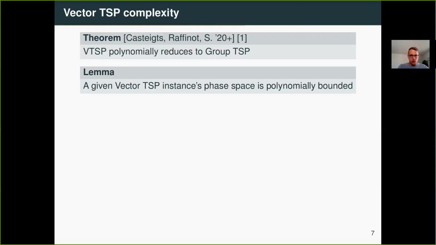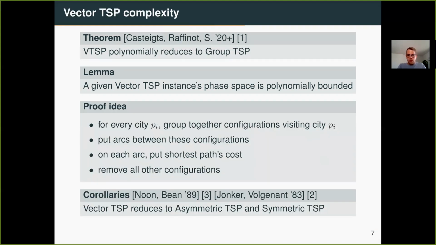So how do we show this, that VTSP polynomially reduces to group TSP? Well, we use the lemma that we just proved, considering the phase space. And we go over the phase space, which is, of course, polynomially bounded. And we check for every node, every configuration in this phase space, if it visits some city. If it visits a city PI, then we group it together with all the other configurations that visit PI. And we do this for every city PI.